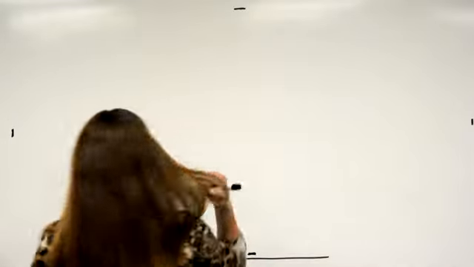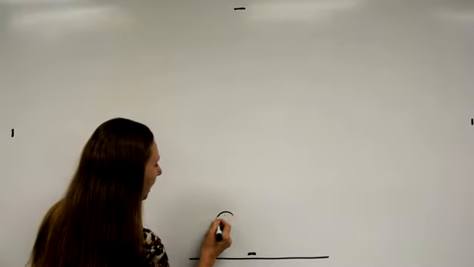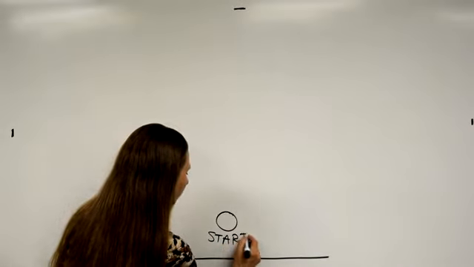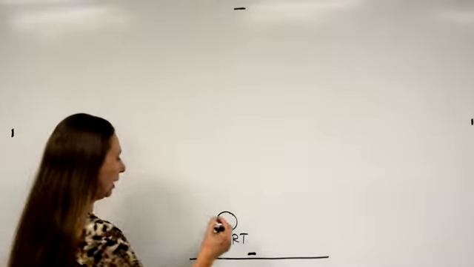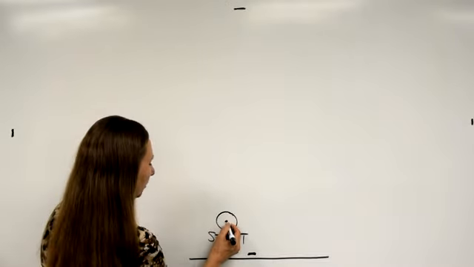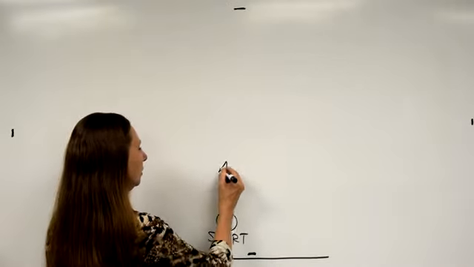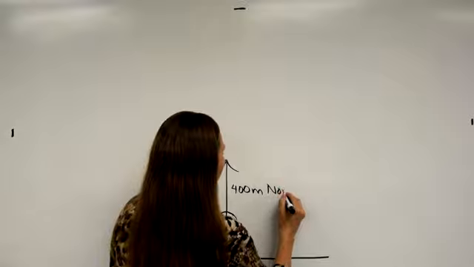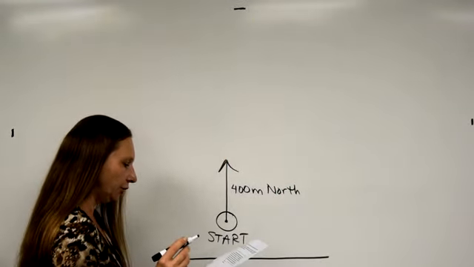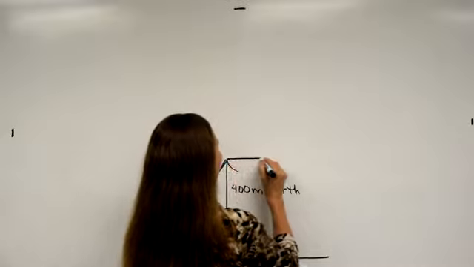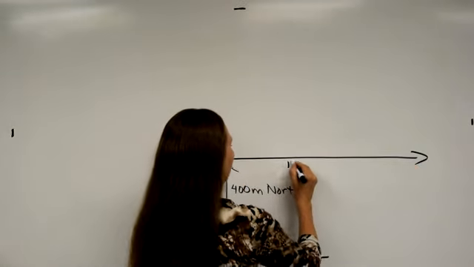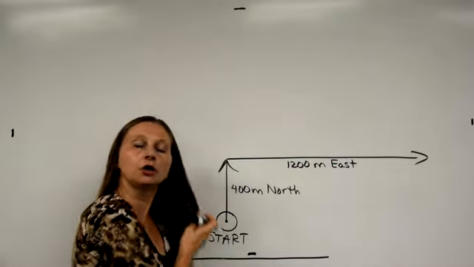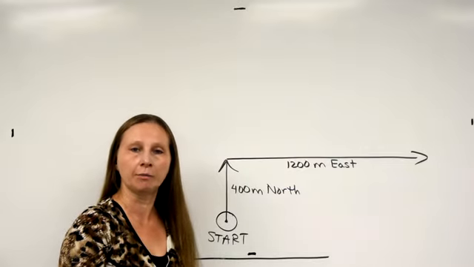All right, so here we go. Katie's house is right here. This is where Katie is going to start. Now, she's going to run from the corner by her house. She's going to run first 400 meters north. Then she's going to run 1,200 meters east. Remember, she wants a total of 5K, 5 kilometers.